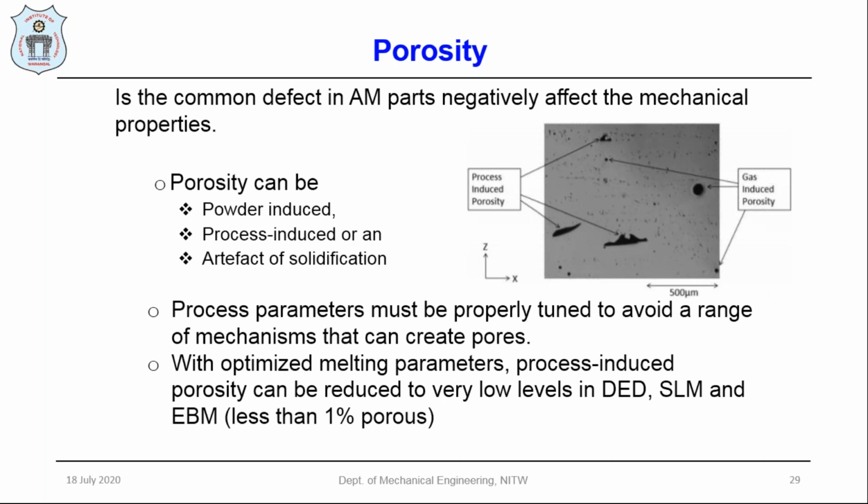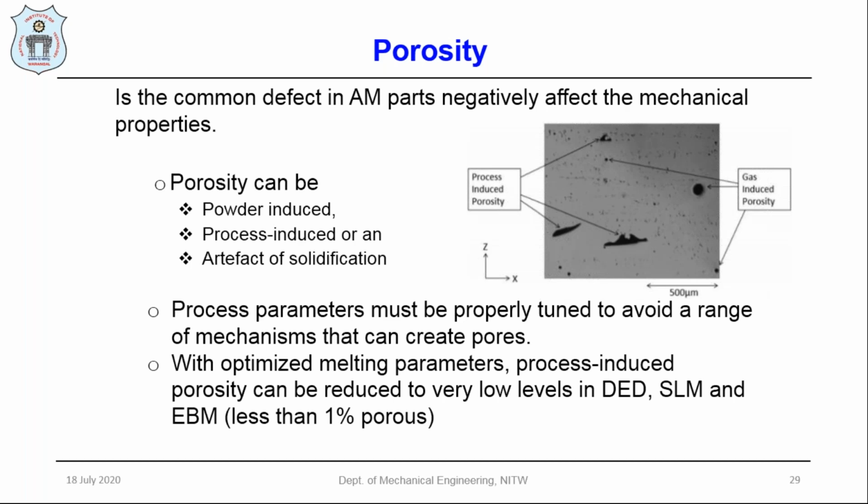Or it may be process induced during the fabrication, because of a lack of argon gas, or because of a lack of fusion between the layers. That may depend upon the hatching strategies or the process control variables, which induce these process induced defects, porosities, or the artifact of solidification. In some cases, if you have chromium content or sulfur content in the material, that sulfur is going to create this artifact of solidification, meaning during the solidification it is going to create some cracks or defects in the component.